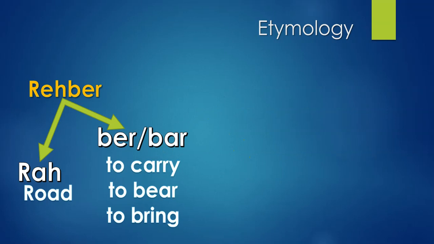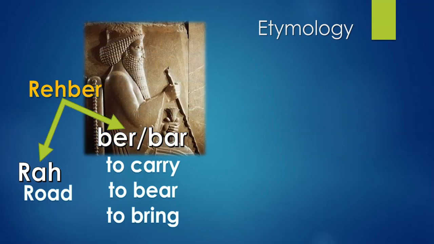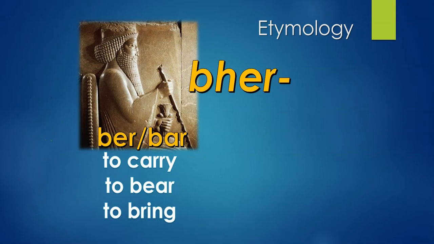Well, this is a Persian word, coming from the Persian language, and rah means road, and ber or bar means to carry or to bring something. Persian is an Indo-European language, so rahbar is actually an Indo-European word, and we're going to talk about the second part of this word, the bar part. This part comes from bher, from the Indo-European root.